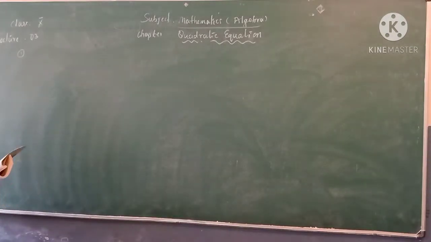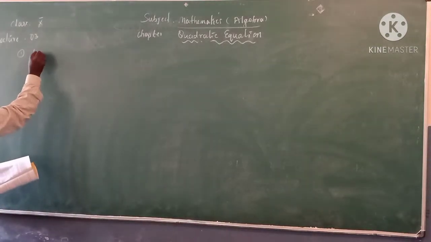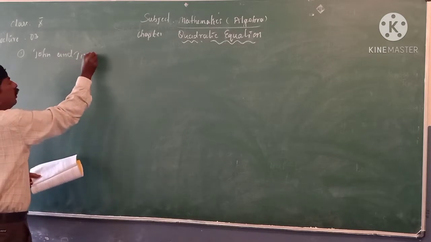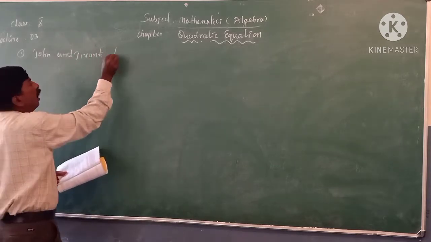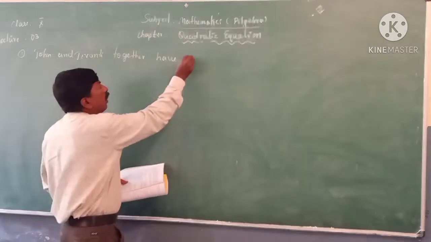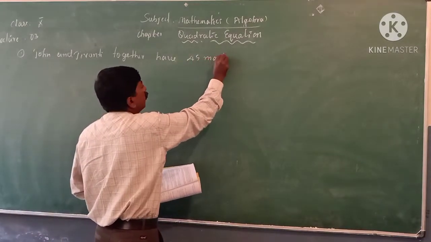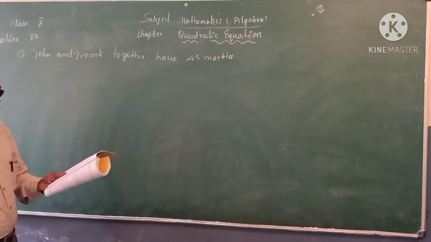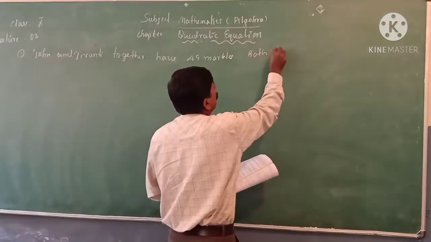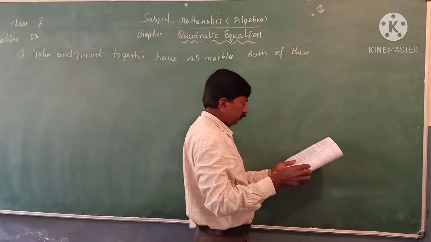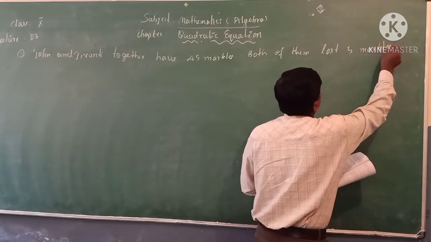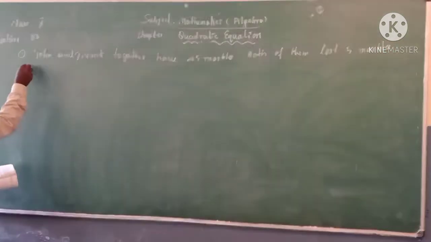One, John and Jeevanti together have 45 marbles. Both of them lost 5 marbles each.